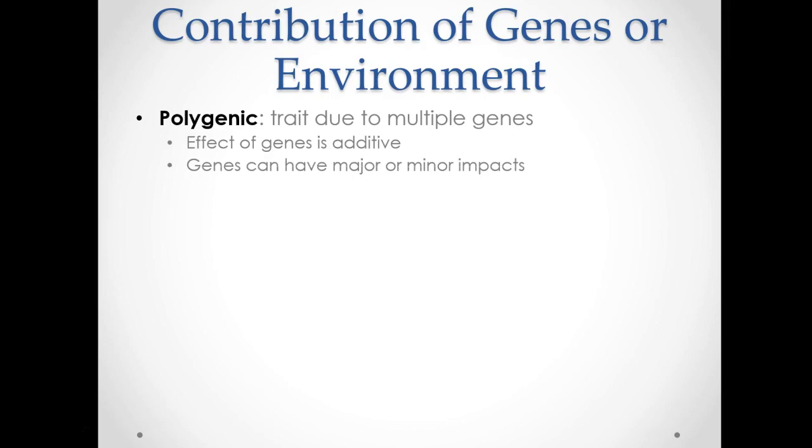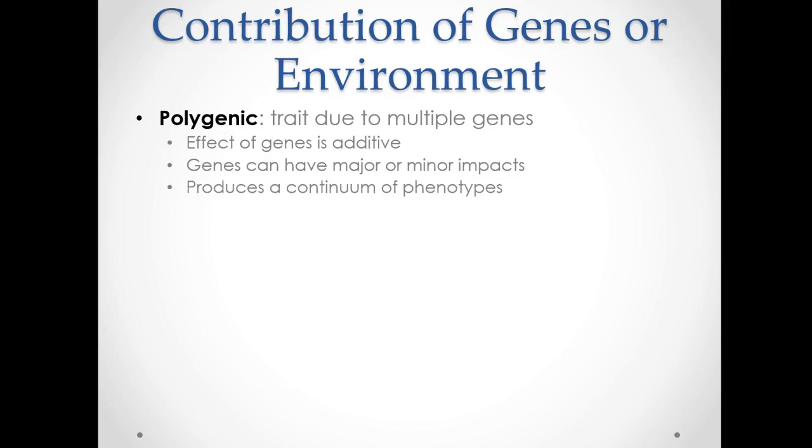Genes can have either major or minor impacts. So again, in the case of skin color, we're looking at that additive effect. The more melanin you have, versus the whitish color, which is called eumelanin, the darker your skin can be. And what we see is a continuum of phenotypes.